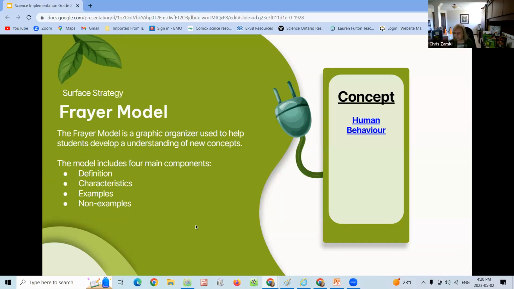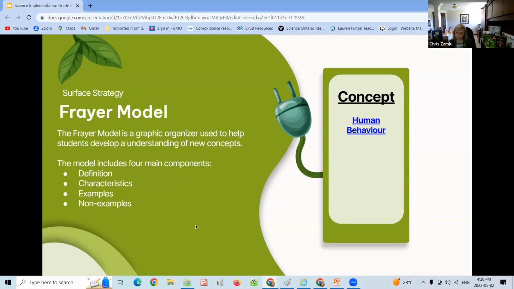Okay, the Frayer model is another one, right? A Frayer model allows students to say, can you give me an example of something that is, in case maybe I say living, or can you give me an example of something that is not living? So yes and no is really what I'm looking for, is can they give me examples of both?